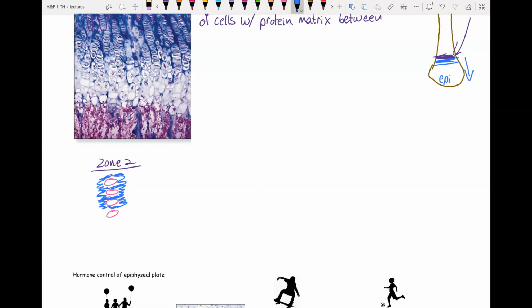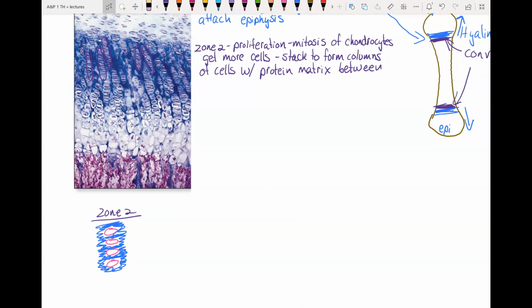So kind of similar to bone. Remember how the osteoblasts secrete that protein matrix? That's what's going on here too. Okay. Then we can move on to zone 3. Zone 3 is hypertrophy. This means that the cells get bigger. And as they grow bigger, the cells within a column connect to each other.